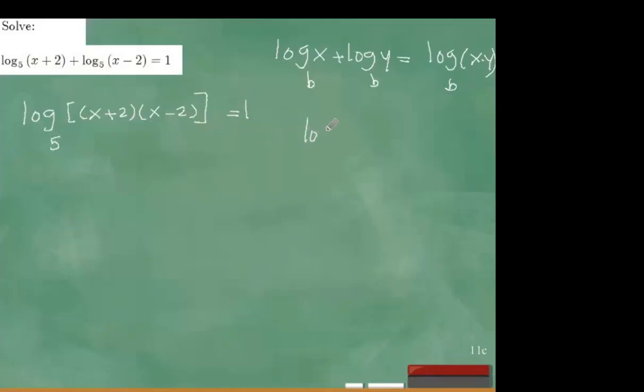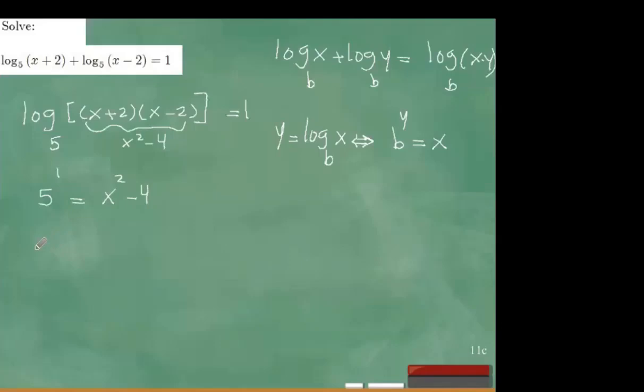My next step is to write this as an exponential function. So if I have log of x is equal to y with the base b, I can write this as b to the power of y is equal to my argument x. So in this case, my base is 5, would be 5 to the power of 1 is equal to my argument, which is right here. X plus 2 times x minus 2, that's difference of a square. That's the same as x squared minus 4.